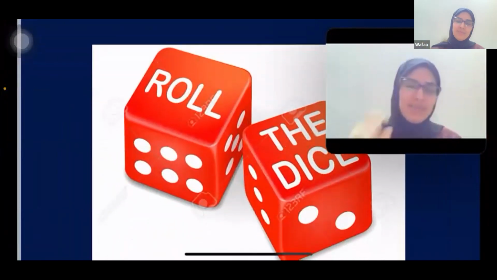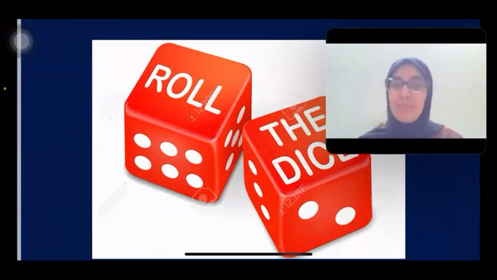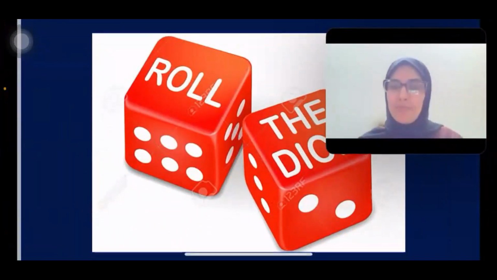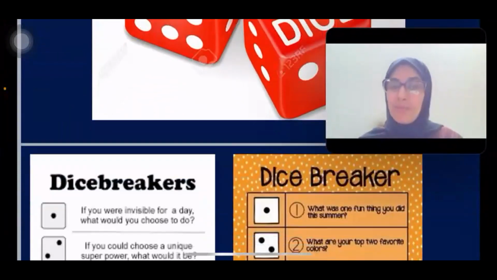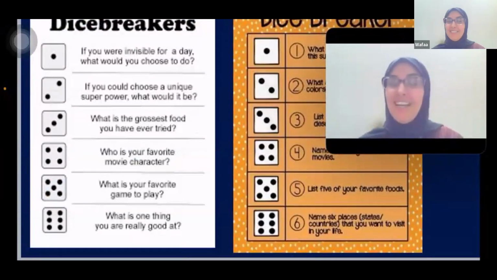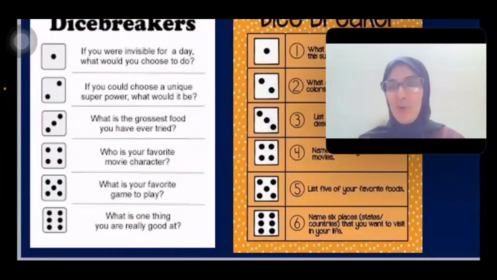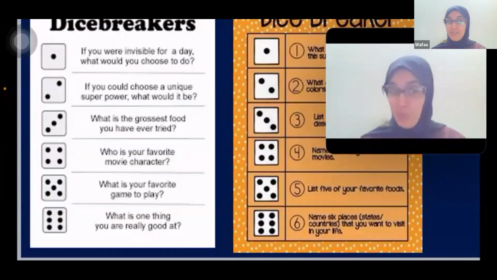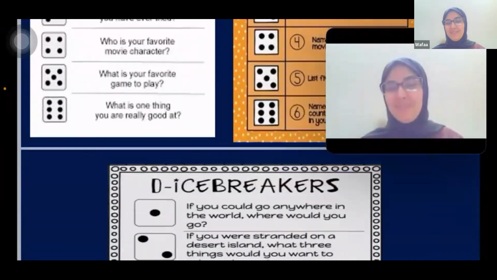Number three, roll the dice. This is another game. I can use a big dice inside my classroom. They can read or do some instructions or draw pictures, whatever, according to the lesson. You're asking them interesting questions, and funny ones they can answer, and it's very nice, amazing. And the next one.